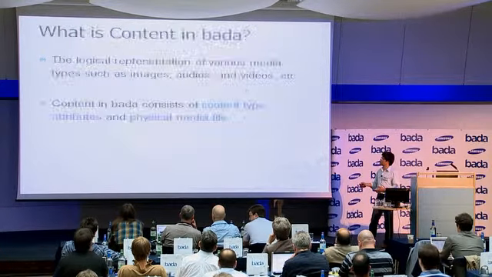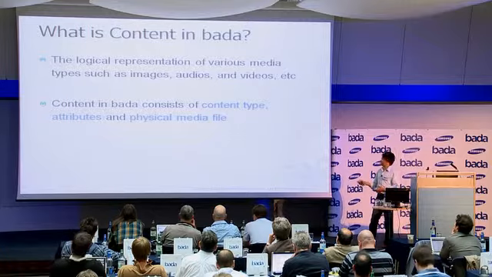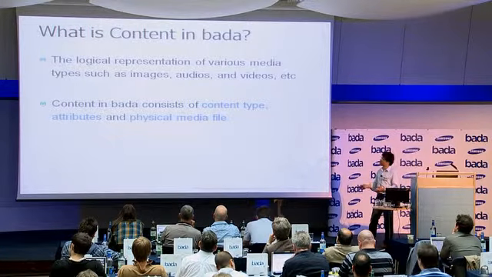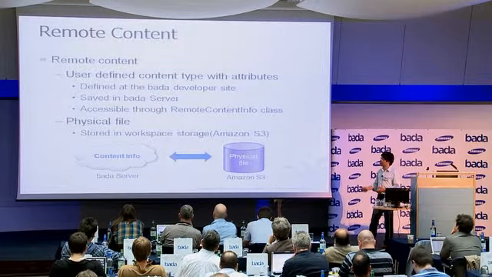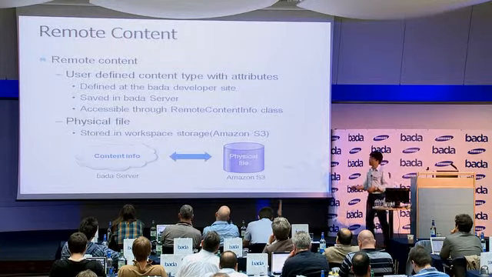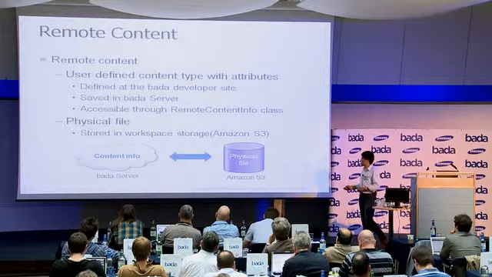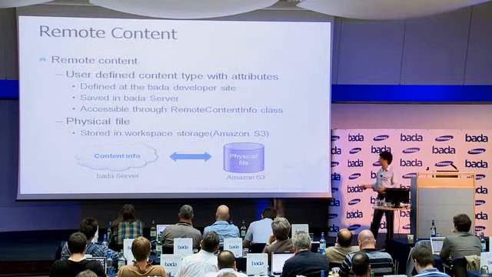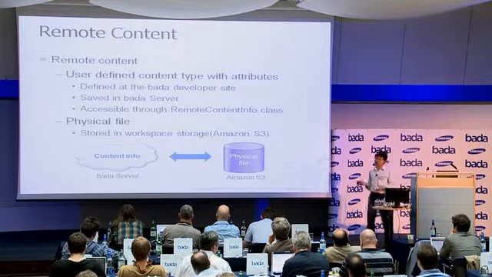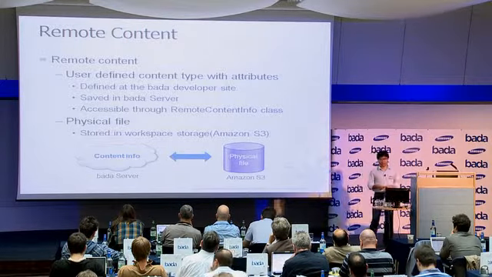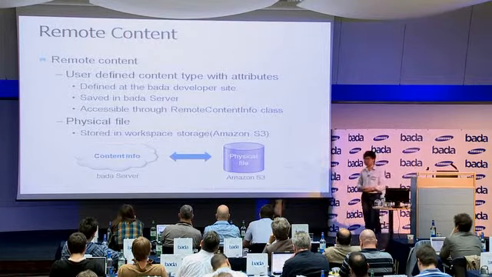That's the first sentence I mentioned here. Content on bada consists of two parts. First is the content information, and then the physical files. So here you can see the bada server stores your content information, and the Amazon S3 workspace stores the physical files. And there is some interconnection between these two servers. That's how content management is done on the bada platform.